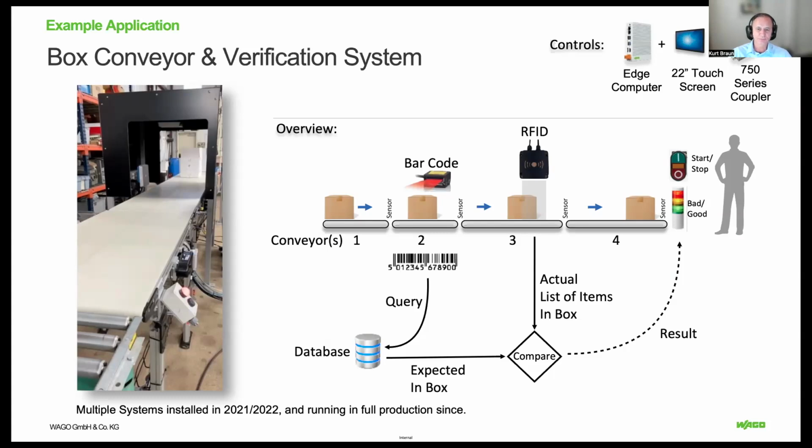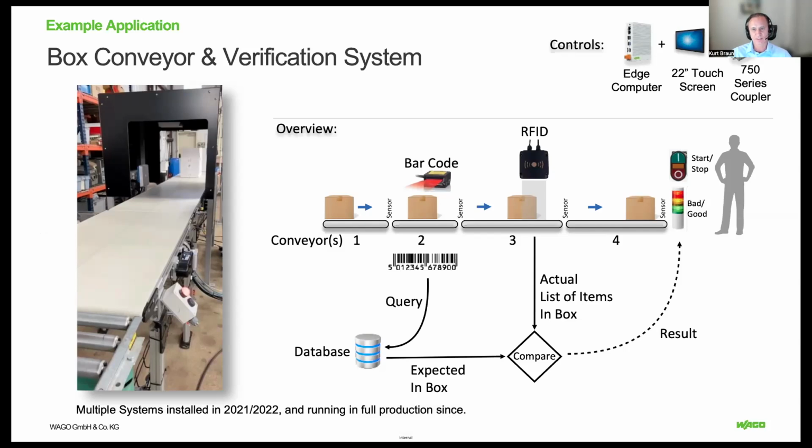So every box has a barcode, and then every item that's in the box has an RFID tag on it. So there's a series of conveyors, and the boxes are just manually loaded one after another. And what the system needs to do is scan that barcode and then query a database which has all the order information, and needs to return what should be in that box, and needs to return that before the box gets to conveyor number 3, which is when an inventory of what's in the box is returned. And then the system needs to compare those two.